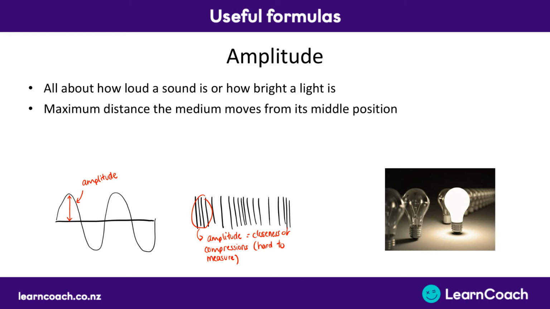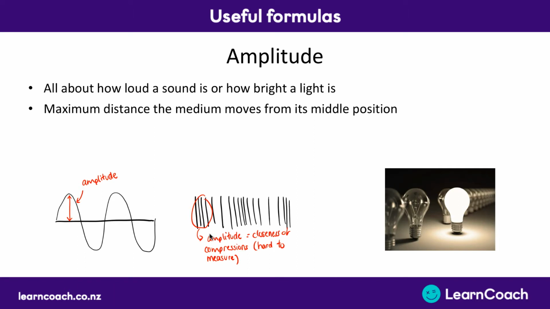So a wave's amplitude is the maximum distance that the medium moves from its middle position. So in our transverse wave, we have our series of peaks and troughs. The middle position is the line between these two, and the amplitude of the wave is the maximum distance that the medium moves from the middle position. So the furthest it gets from the middle position is here, or here. So this is the amplitude of this transverse wave. It's not from here to here. You only measure it from the middle position to the maximum distance that the medium moves.